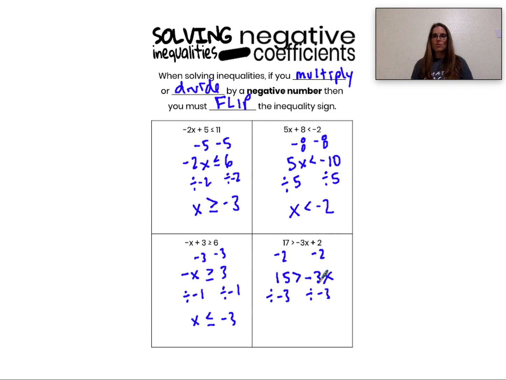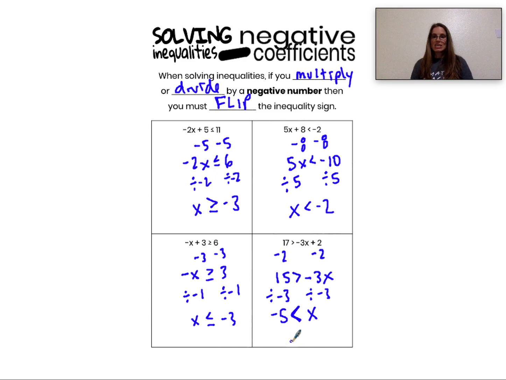I have a negative coefficient here. I'm dividing by a negative. 15 divided by negative 3 is negative 5. And since I'm dividing by a negative, I need to flip my inequality. Negative 3x divided by negative 3 leaves me with x. So because I divided by a negative number, I flipped my inequality.